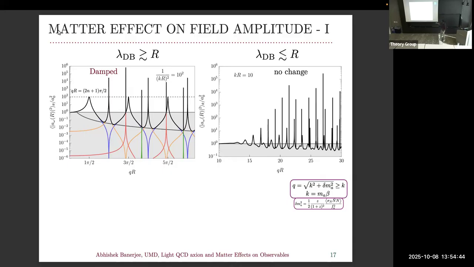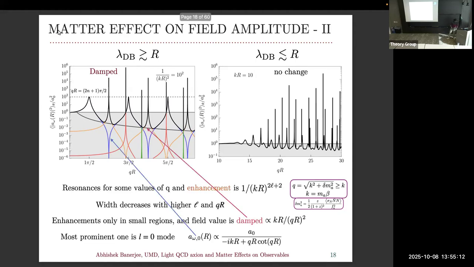The first thing you notice is that the blue line here is the L equals 0 mode. The orange is L equals 1. So we just individually plotted each and every mode, and the actual solution is the sum of everything. Fine. So in this particular scenario, when kR is large, we don't see any change. There is no enhancement, it's roughly 1. I mean, there is nothing going on.